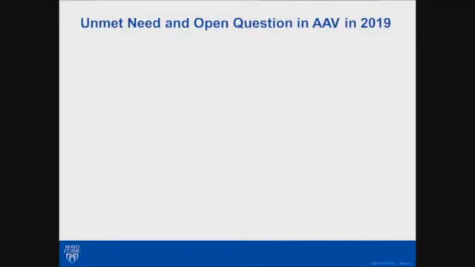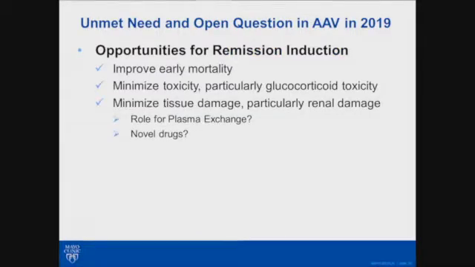So the unmet need and open questions for ANCA-associated vasculitis today are as follows, and these are being addressed by a variety of clinical trials that are in various stages of progress. So our opportunities are clearly that we still have room to improve the very early mortality of the disease. And we need to minimize the toxicity that comes from the drugs, particularly the high-dose glucocorticoid toxicity, which contributes majorly to the early mortality that we still see.